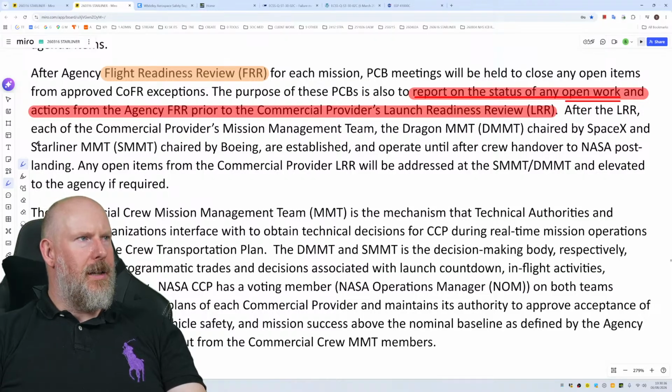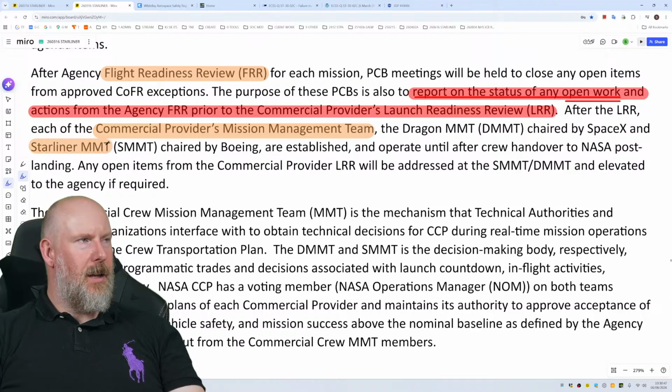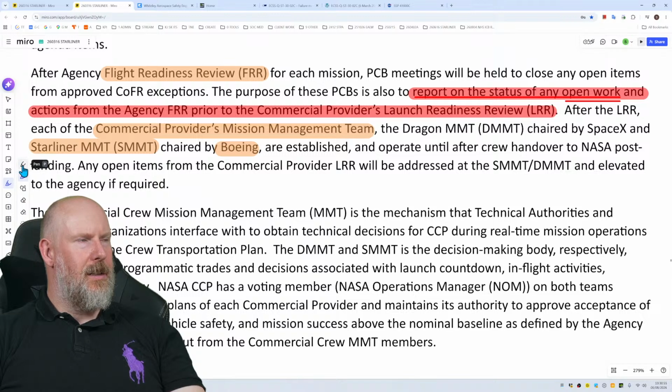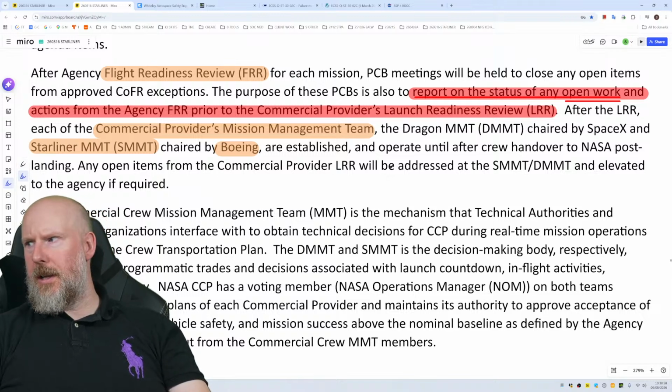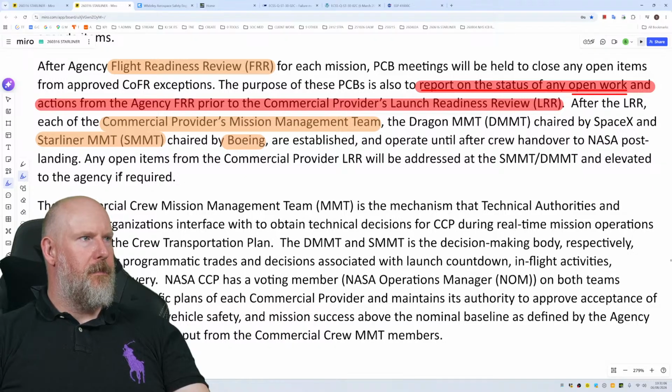After the LRR, each of the commercial providers' mission management teams, the Dragon DMT chaired by SpaceX and the Starliner SMT, Boeing, are established and operate until after crew handover to NASA post-landing. Any open items from the commercial provider LRR will be addressed at the SMT and elevated to the agency if required. The commercial crew mission management team. So this is not the same.